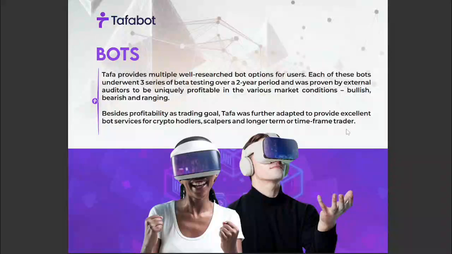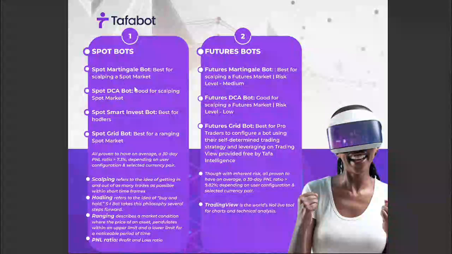Okay, so now let's move further. For spot bots, this is what you have. You have spot martingale bot, best for scalping. You have the spot DCA, also good for scalping. You have the smart invest, which is best for hodlers. Then you have the spot grid bot, best for ranging spot market.